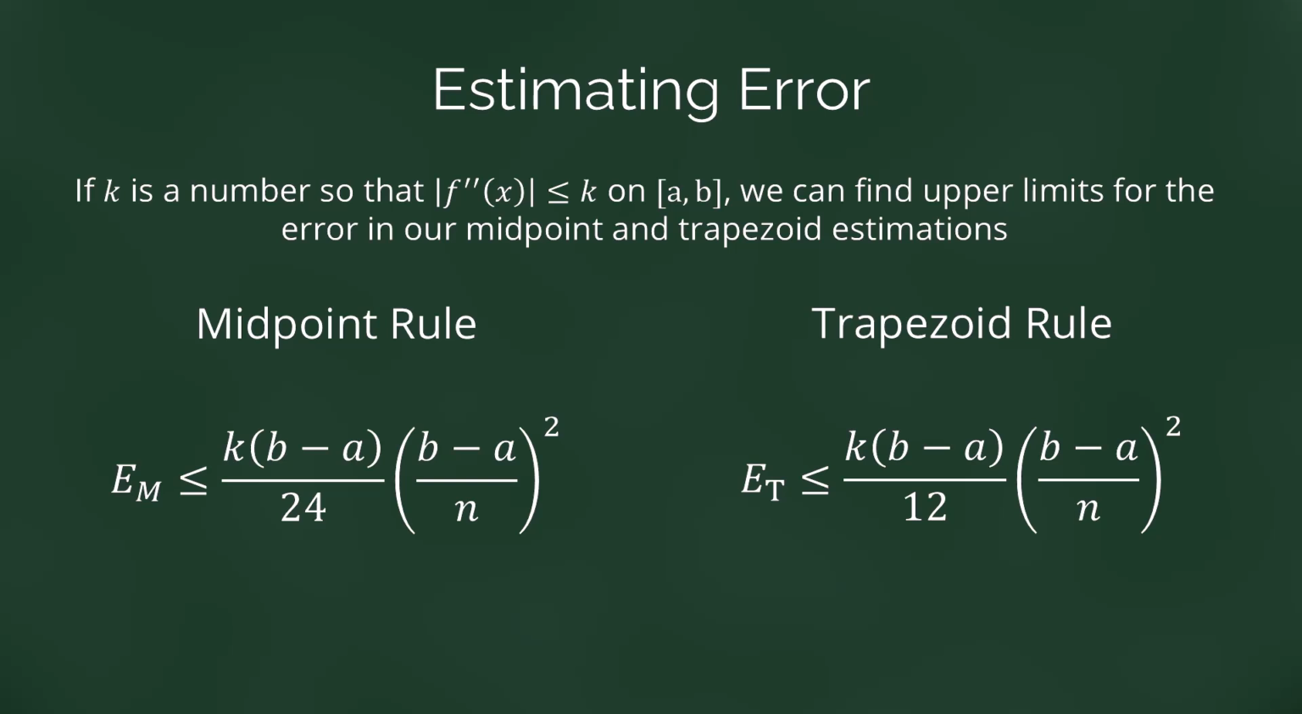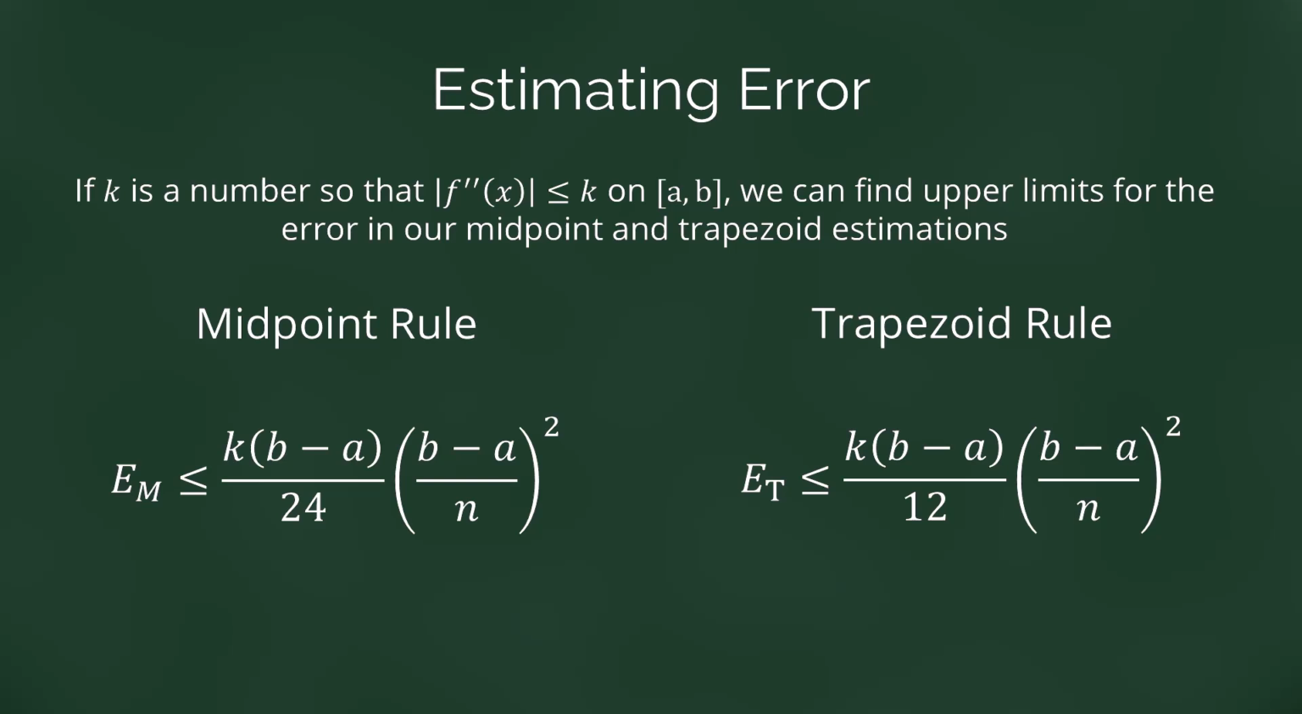For the midpoint rule, we can see that our error is going to be bounded by that number k, that's bigger than our second derivative, times the width of the entire interval divided by 24, times b minus a over n, which is the width of each segment, all squared.